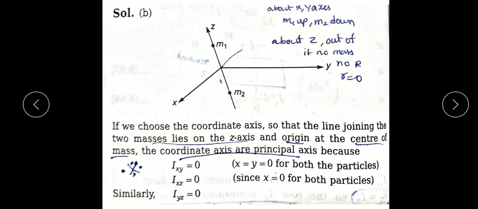They are saying, if we take Ixy, it would be 0 because x and y are 0 for both the particles. Generally, here you can see the formula. Ixx means along the x-axis, summation mi into (yi square plus zi square), that is the distance from the x-axis. So the y coordinate would be at a particular distance from the x-axis. In a similar manner, the z value would also be at a certain distance from the x-axis.